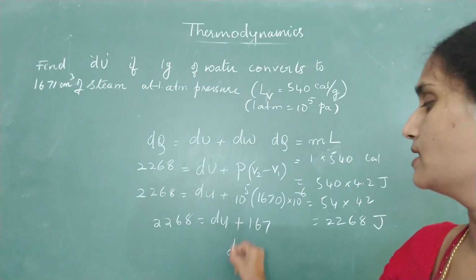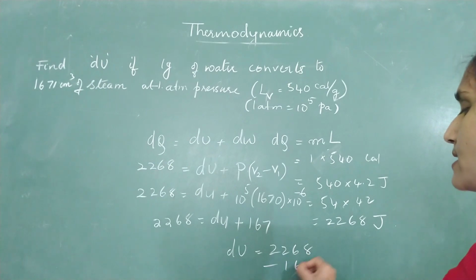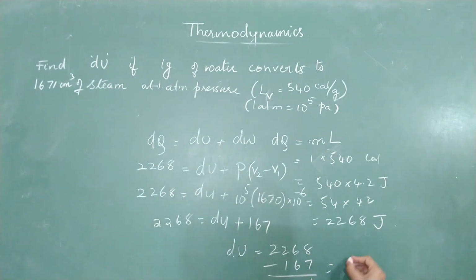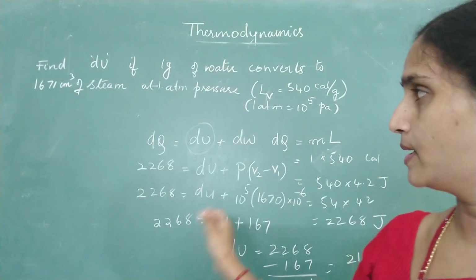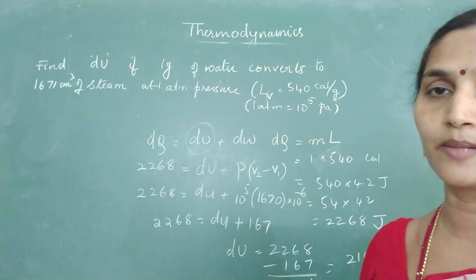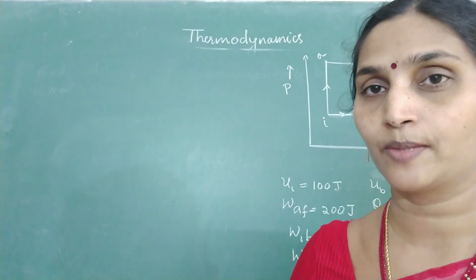So what is the change in internal energy? 2268 minus 167. Answer: 2101 joules. So this is how you can find out the change in internal energy by making use of the first law of thermodynamics. Now look at one more question based on the first law of thermodynamics.